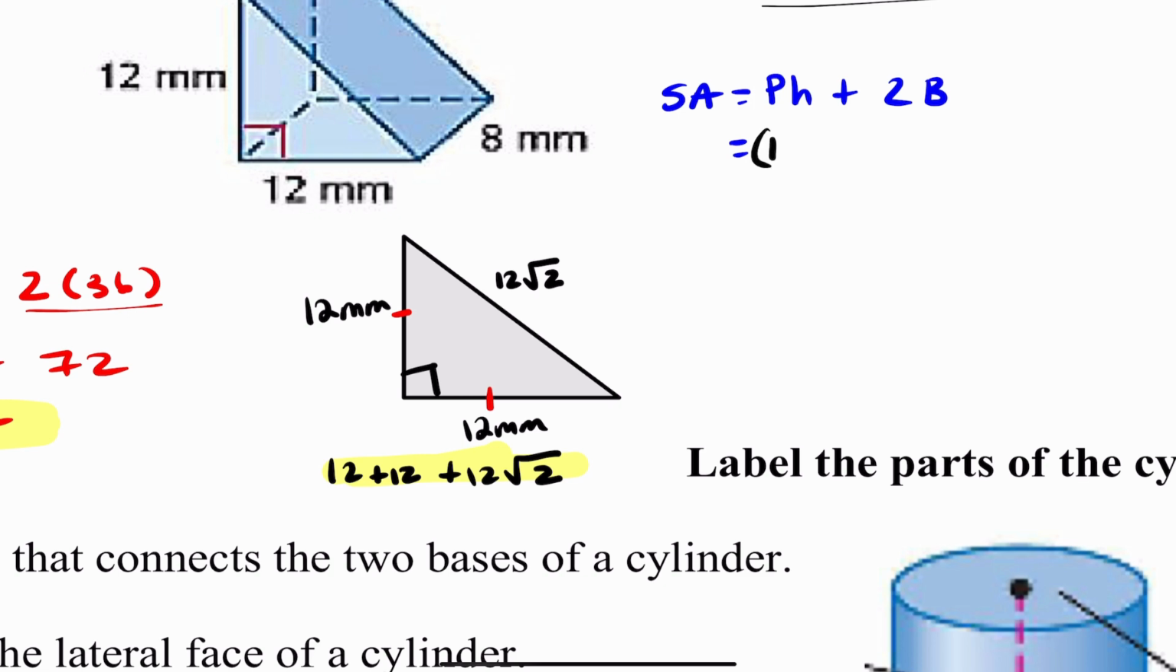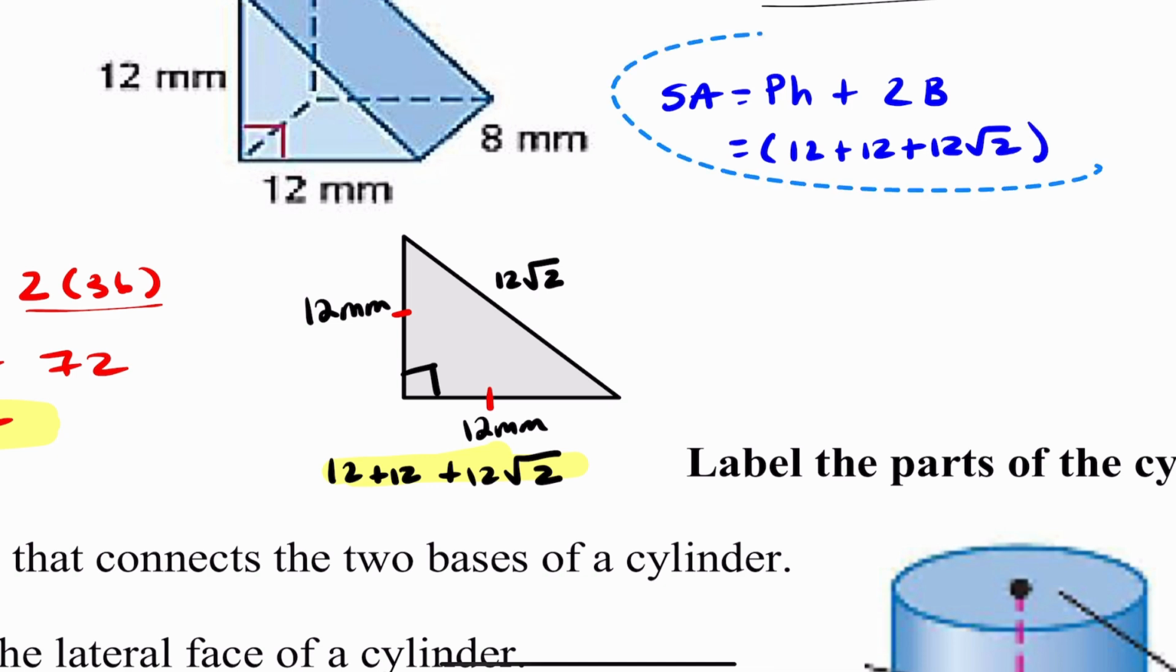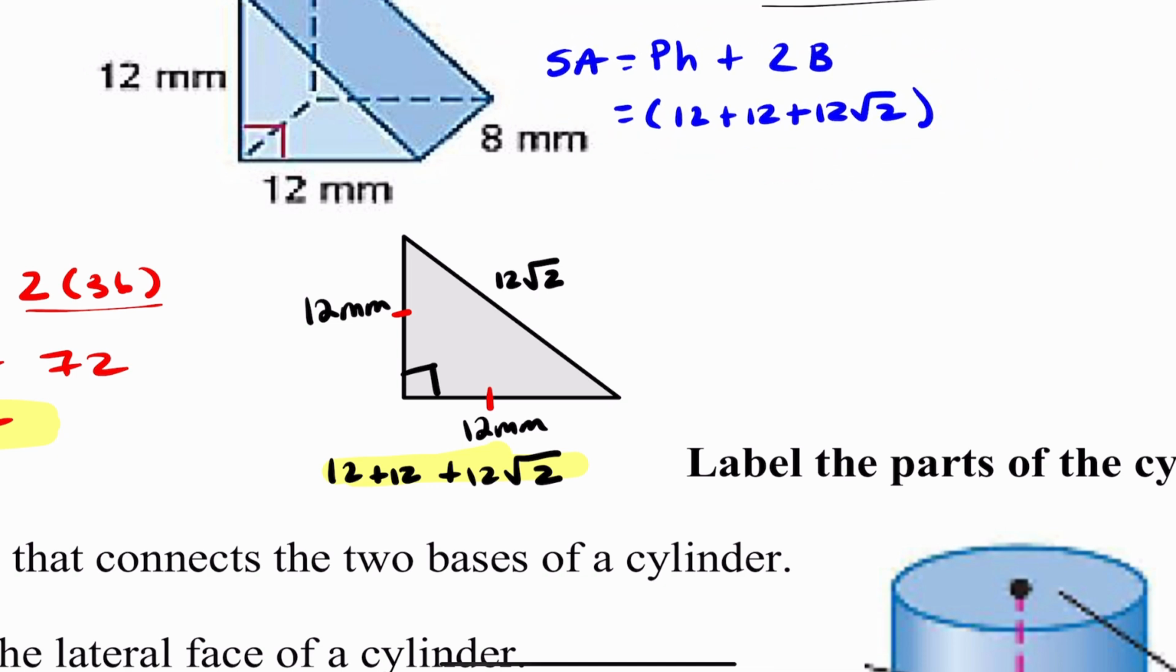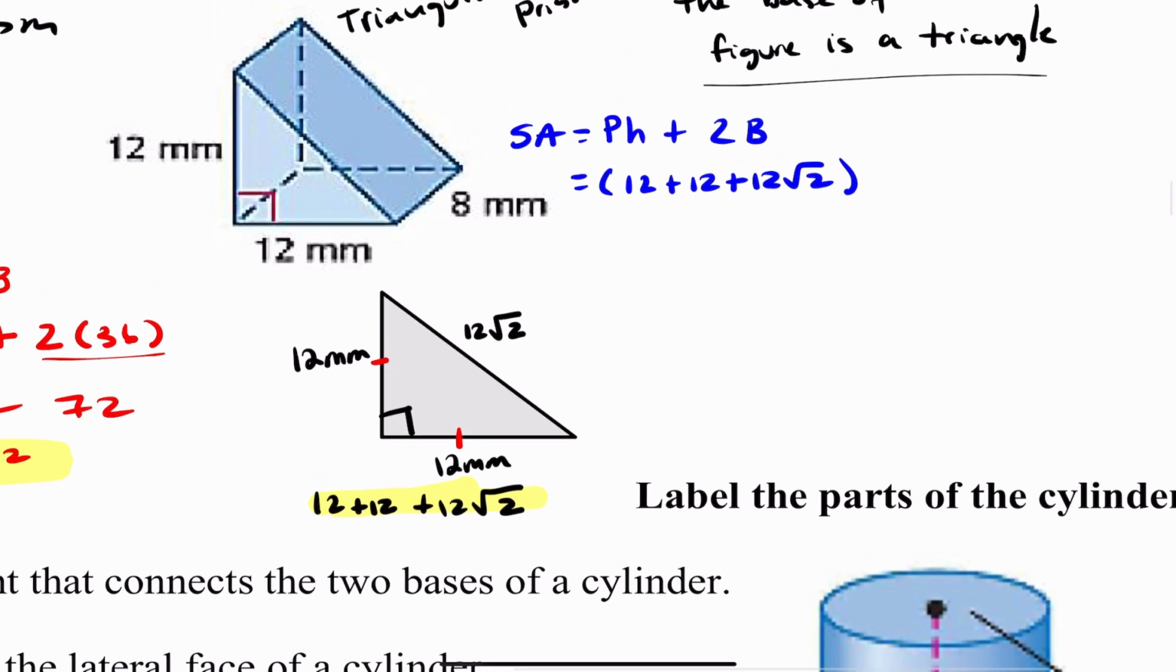So 12, let's use a different color. I want to stick with blue here. 12 plus 12 plus 12 root 2. Okay? And then we'll multiply that by the height of the prism.